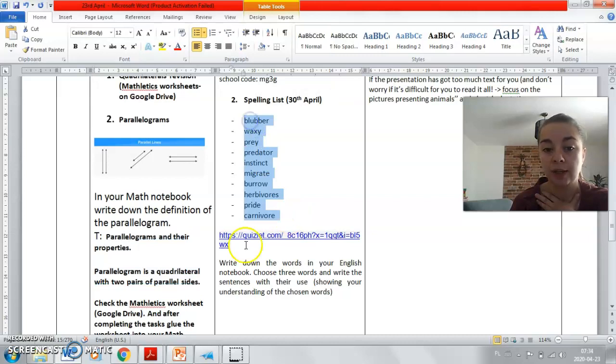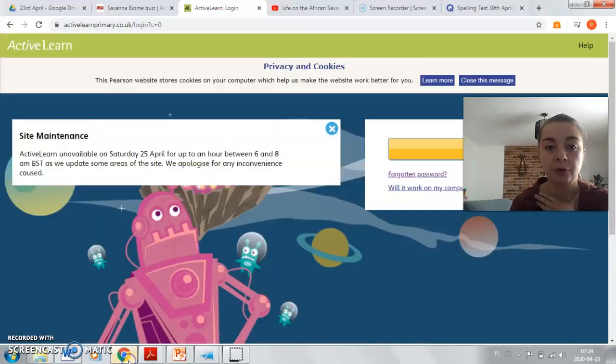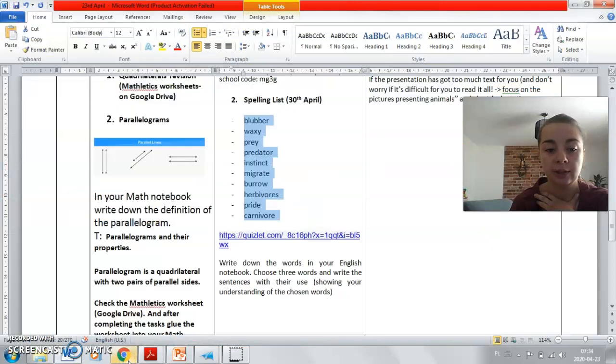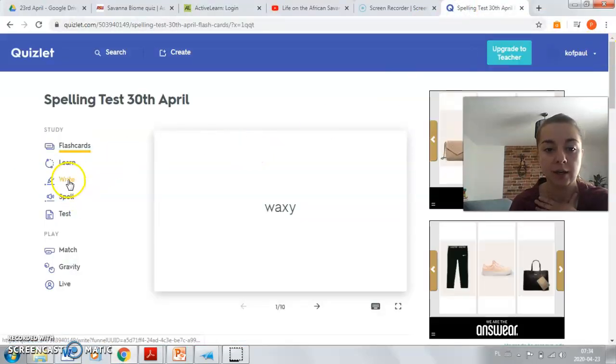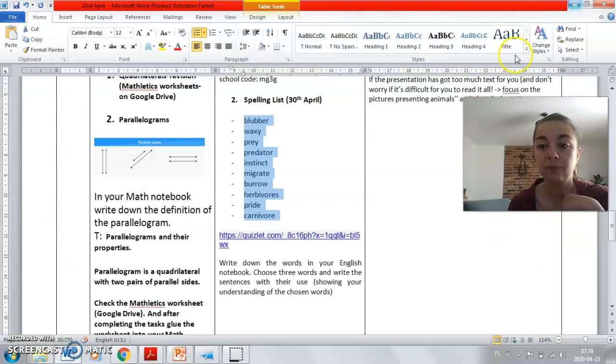And there is also a Quizlet prepared for you, so you can play some games. Okay, you can have a test. You can try. Okay, so there are different activities to be done here.